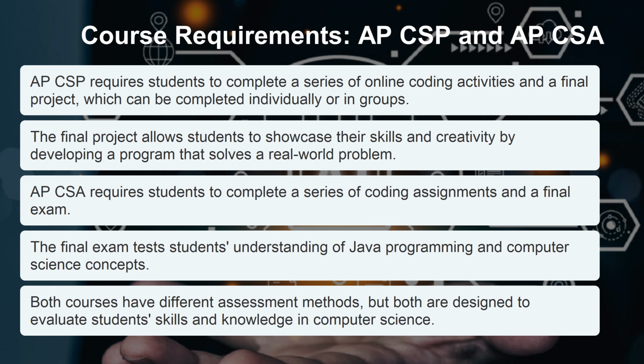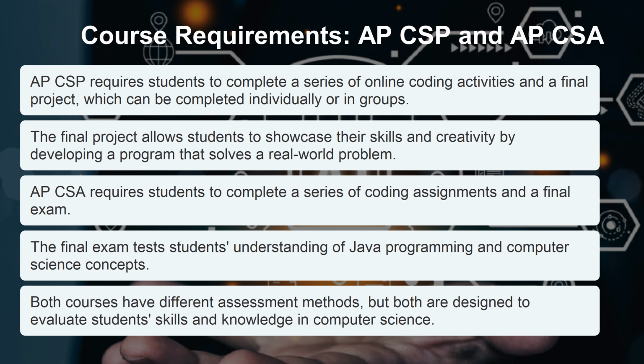In terms of career path and college credit, both courses have similar benefits. Both AP CSP and AP CSA can earn you college credit depending on your score and the institution you attend. Many colleges and universities accept AP CSA credits, which can help you save time and money. Additionally, both courses can provide you with a competitive edge in the job market as they demonstrate your skills and knowledge in computer science. So, which course should you choose?